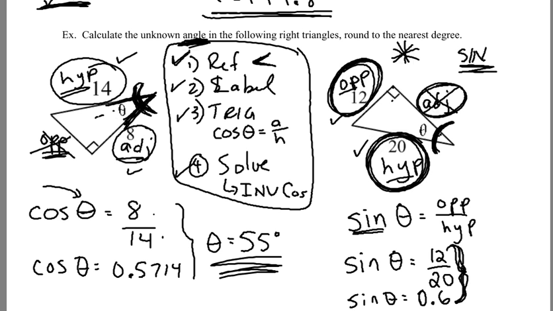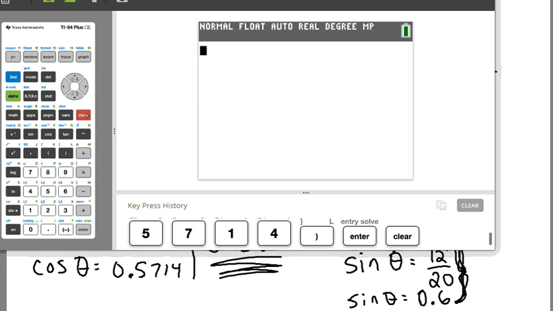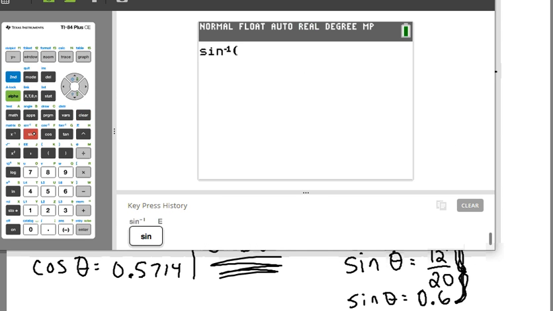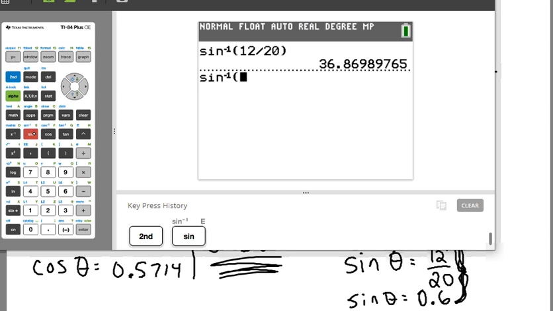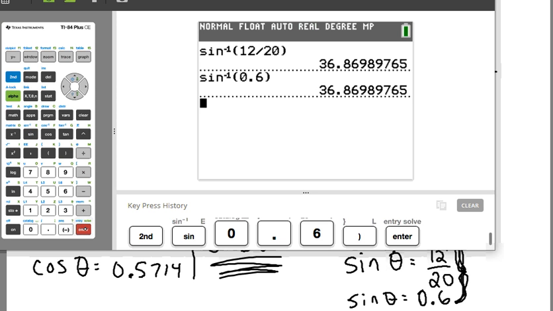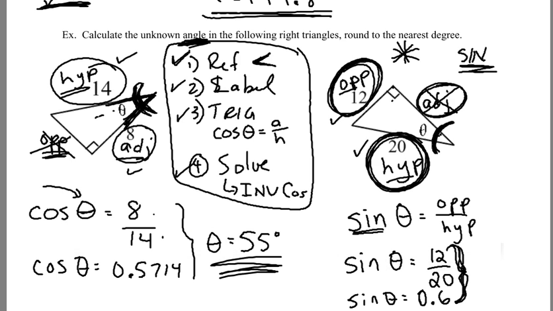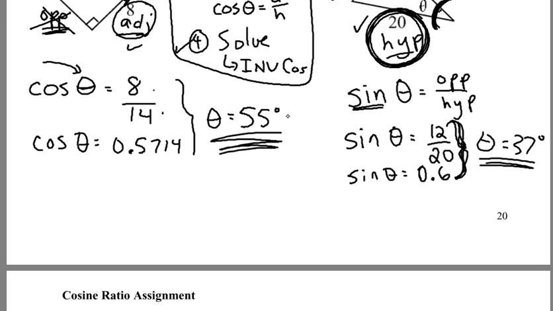So 12 divided by 20, or 0.6, and we're doing sine, second function sine. 12 divided by 20, 36.8, which is a 37-degree angle. Or second function sine, 0.6, 37-degree angle either way. Theta is 37 degrees. Make sure you know which ratio to use.